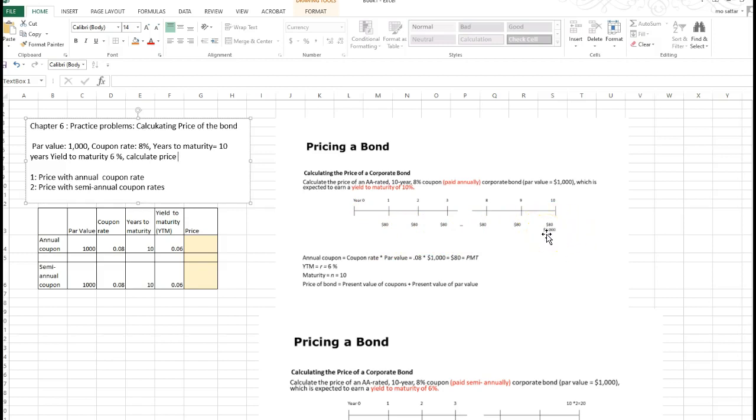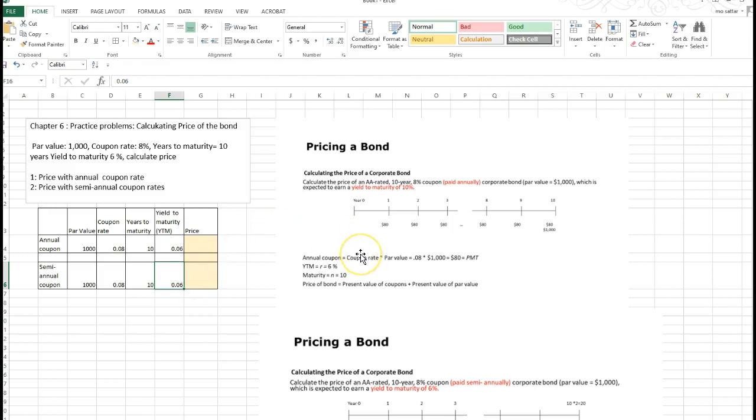So here I've set it up: par value, coupon rate, years to maturity, yield to maturity, which is the return, for annual, and then we're going to do it for semi-annual. Par value is 1,000, coupon rate is 8%, years to maturity is 10 years, and yield to maturity is 6%. Obviously same for here. The only difference is that it's going to be a semi-annual bond. So let's do the annual one first.